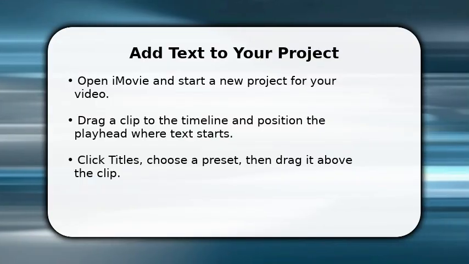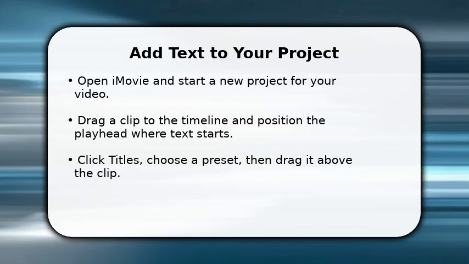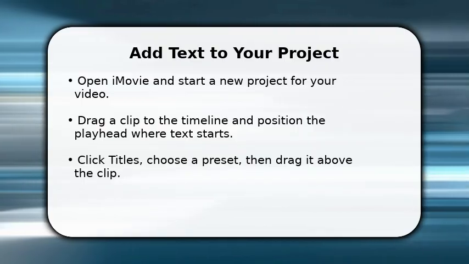Open iMovie and start a new project for your video. Import your clips into the library and drag a clip to the timeline. Position the playhead where you want text to appear in the clip. Click the Titles tab to see built-in presets and templates available.